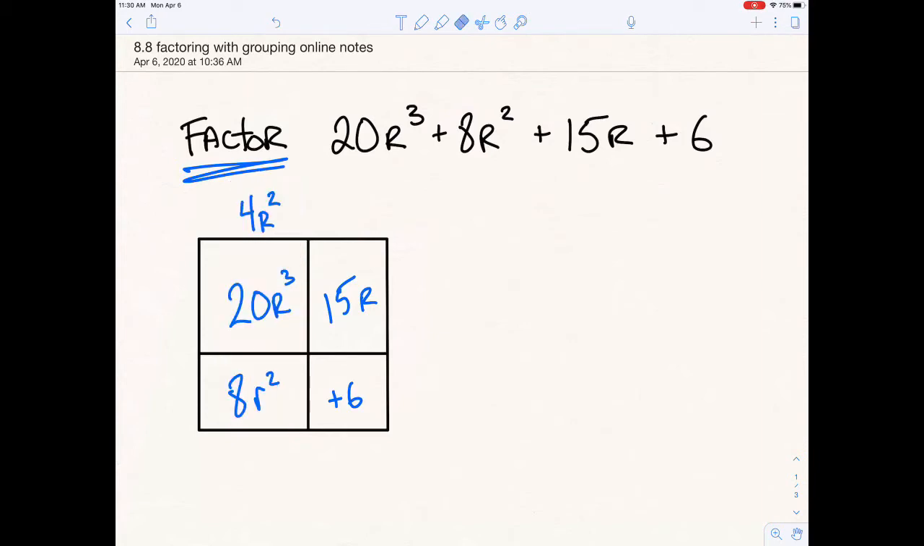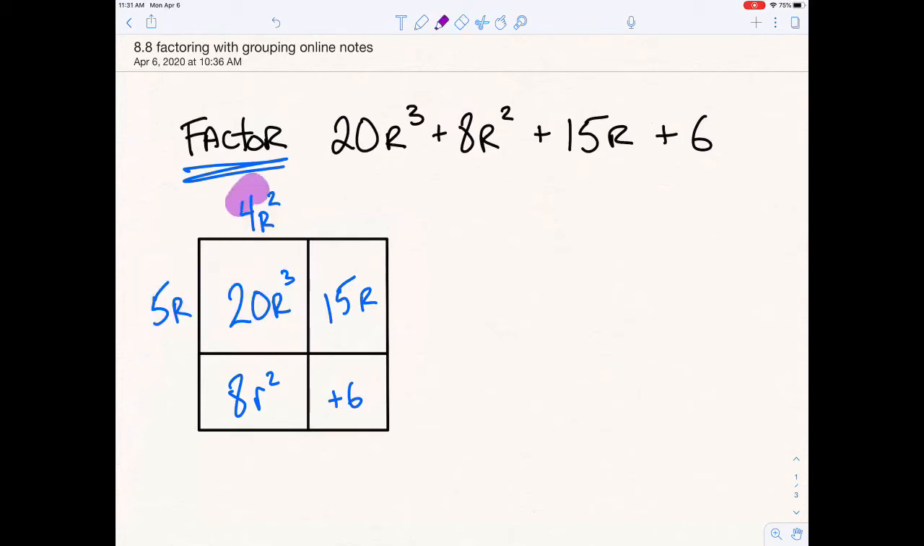Now, as soon as that's done, what I'm now going to do is look at this as kind of a reverse L shape. And what I'm going to try to think of is what number times 4r squared equals 20r cubed. Because that's what we do, right? We take these numbers on the outside and we take this one and we multiply them together to give us our inside. So what number times 4r squared is 20r to the third? Well, I need a 5 and I need an extra r. All right? So that's done.